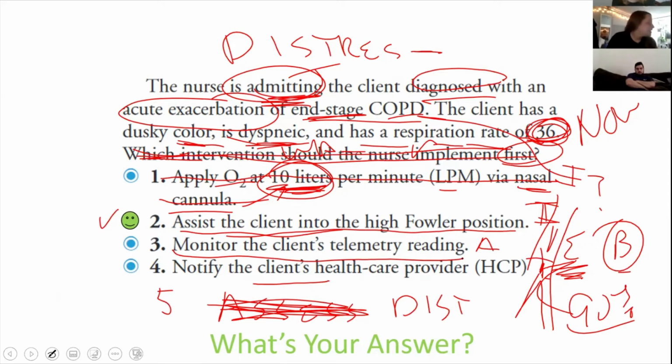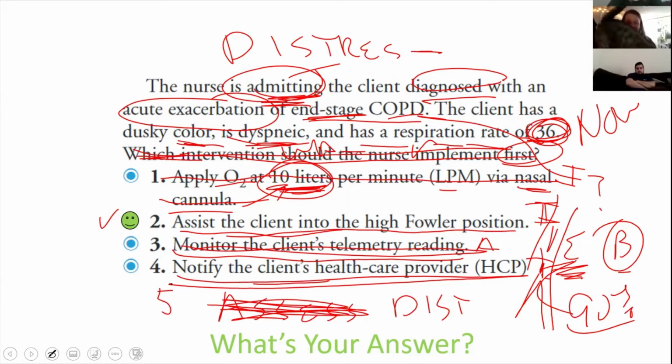Monitor the client's telemetry reading. What the heck is that? Here I have a patient who's having all these problems. They're in distress, so I'm not going to look at a monitor. It doesn't make any sense, so let's get rid of that. Now, if I could do anything in the room, what could I do? And I would do this before I do that. That's the first principle.